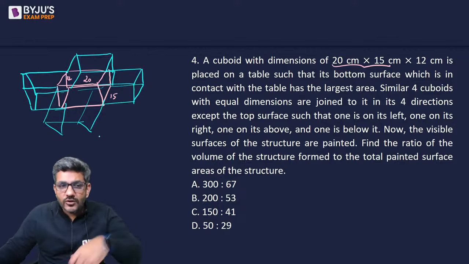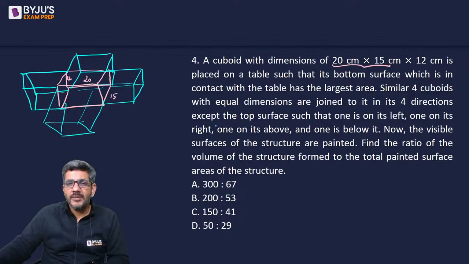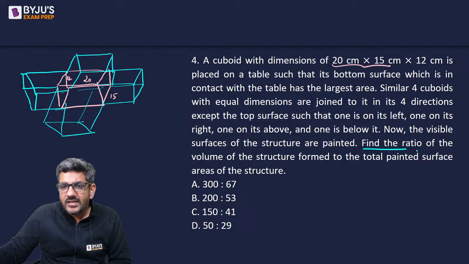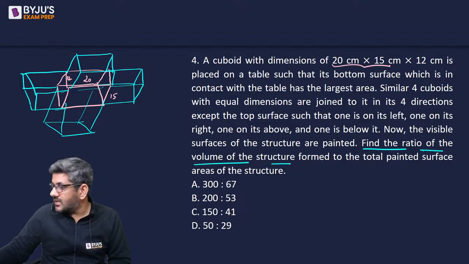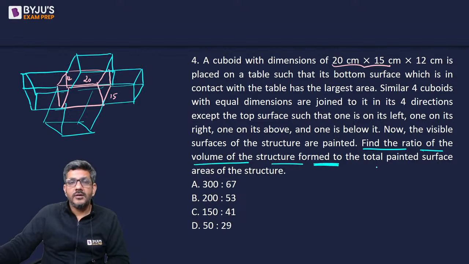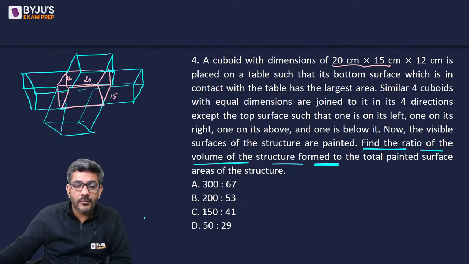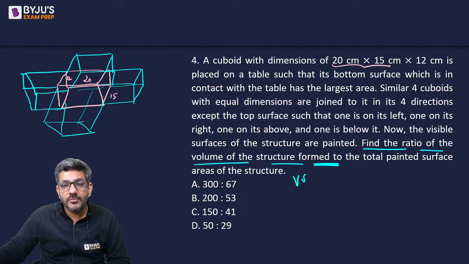So there are four more cuboids like this as you see on your screen. He says find the ratio of the volume of the structure formed. Right. Volume of structure formed. Now whatever structure has been formed, how much will its volume be?